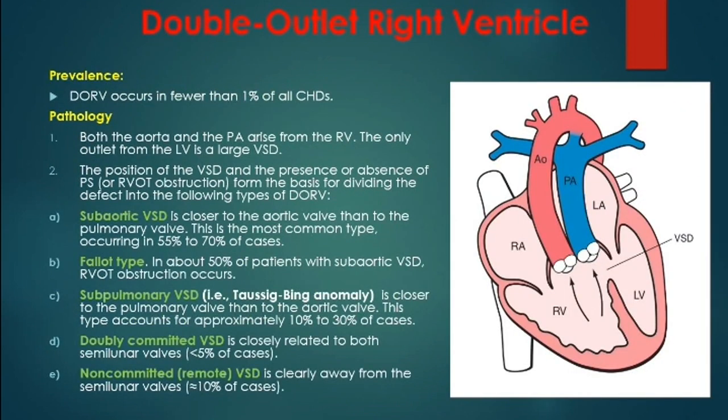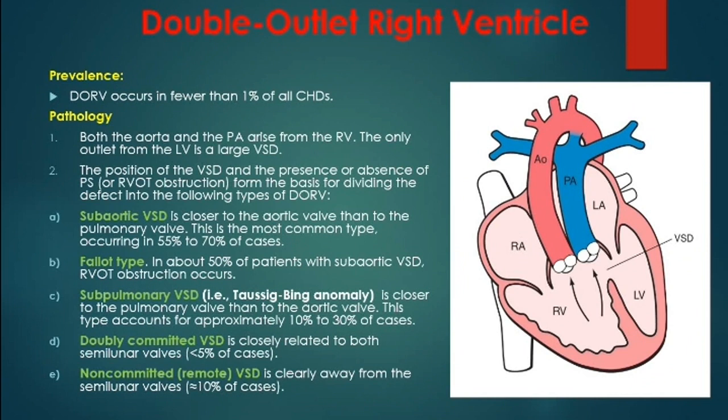So the last defect today is the double outlet right ventricle, which represents less than 1% of congenital heart disease. In this disease, both the aorta and the pulmonary artery arise from the right ventricle, with the VSD as the only outlet from the LV. The position of the VSD and the presence or absence of pulmonary stenosis are the basis for dividing this double outlet right ventricle into different types.